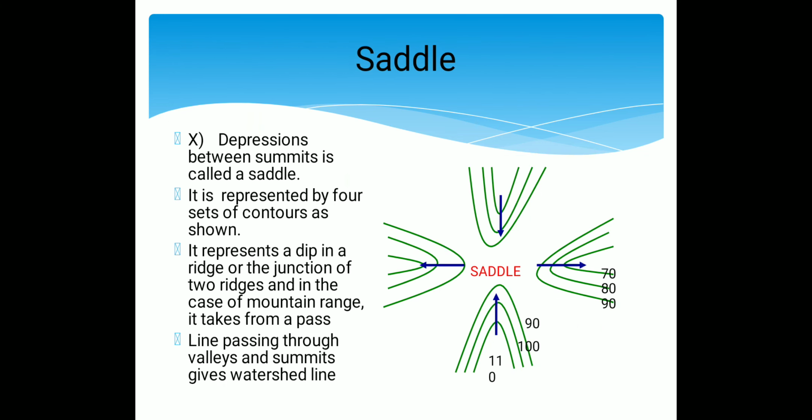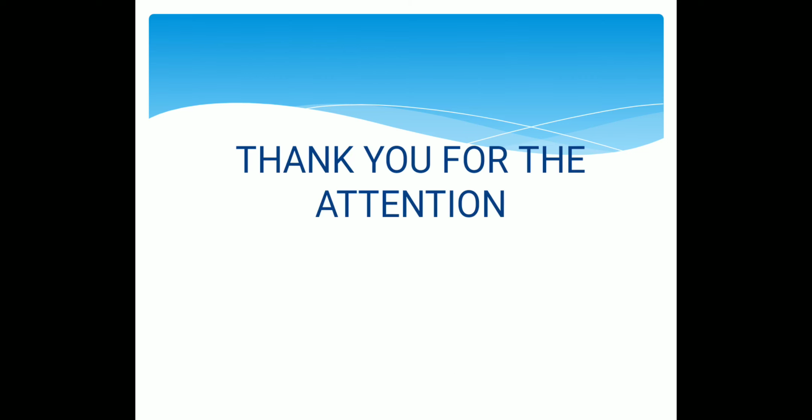If it's a saddle, the depression between two summits is called a saddle. It represents four sets of contours as shown, left, right, up and down on sideways. It represents a dip in the ridge or the junction of two ridges, and in the case of a mountain range, it forms a pass. A line passing through valleys and summits gives the watershed line. These are the characteristics of contour.